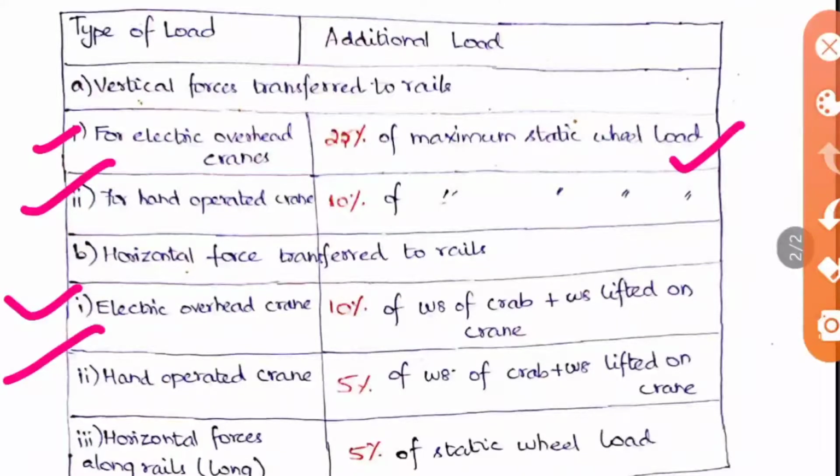And the third case is when the horizontal forces act along the rails in the longitudinal way. Horizontal means we have two things, one is lateral and one is longitudinal. The first two cases are the lateral, and the third one is when the longitudinal force is acting. At that time 5% of static wheel load is taken as the additional load. So this is all about the additional loads to be considered in design other than the basic vertical, lateral and longitudinal loads.